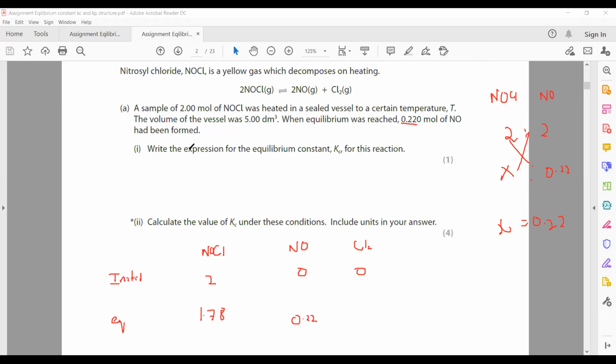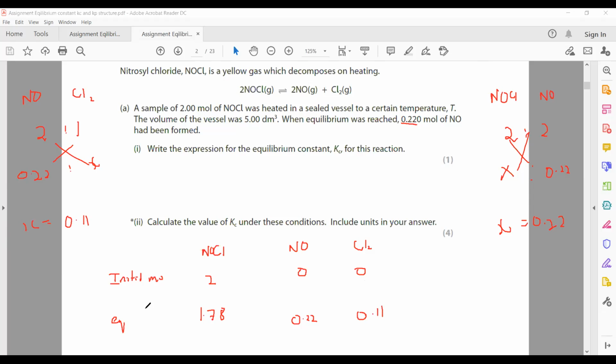Then the ratio between NO and Cl2 is 2:1. So if 0.22 moles of NO are formed, how many moles of Cl2 will be formed? X. Cross multiply. So 2x equals 0.22, so 0.22 divided by 2 gives 0.11. So 0.11 moles of chlorine will be formed.